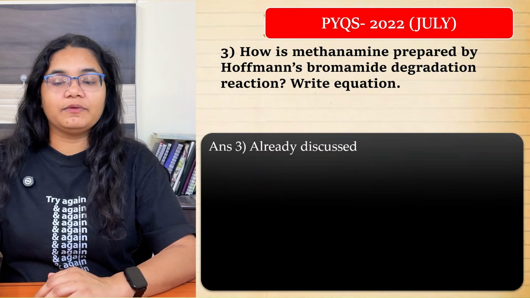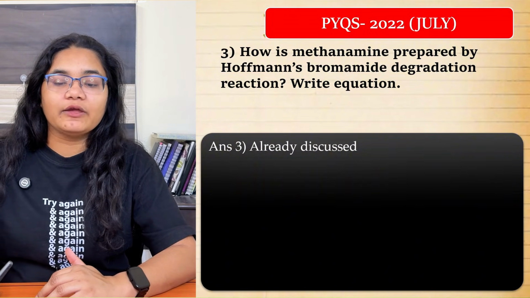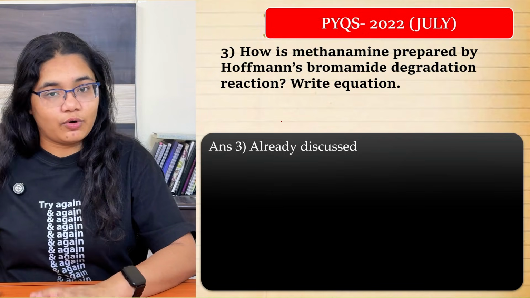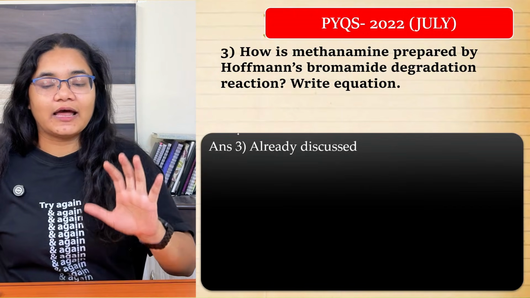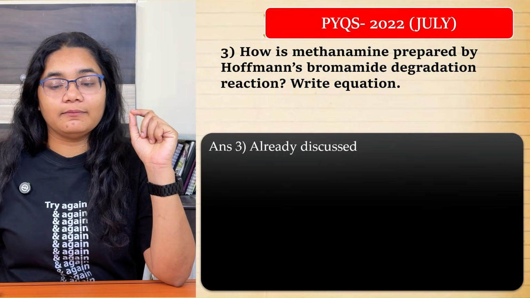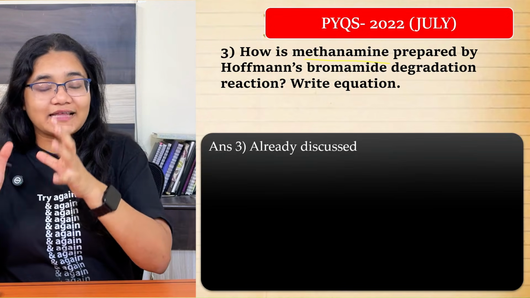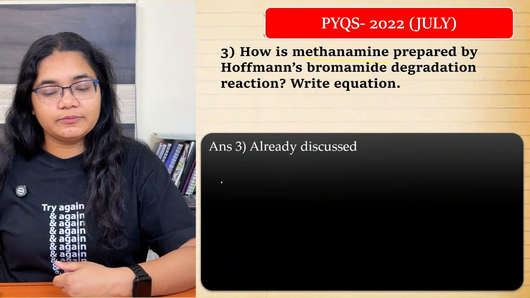Now coming to PYQs of 2022 July: how is methanamine prepared by Hoffmann bromamide degradation? Write the equation. This question we have already discussed, but yes, you have to write the exact reaction. You are going to prepare methanamine, so the product has only one carbon. That means the reactant should have two carbons. So what should be the reaction here?